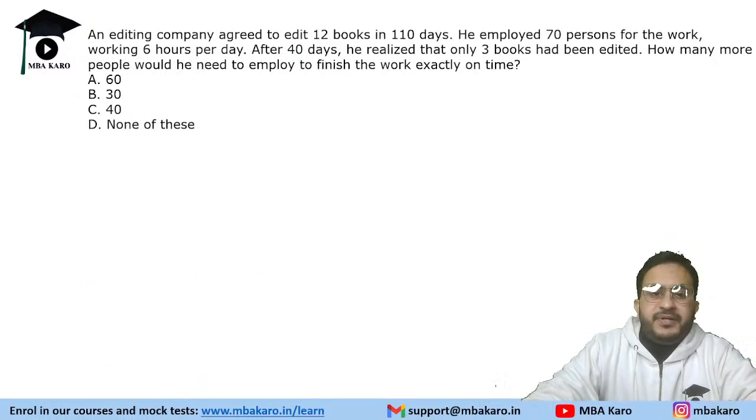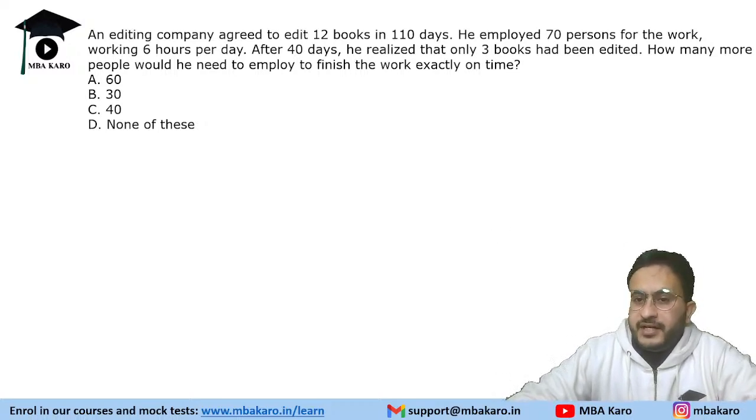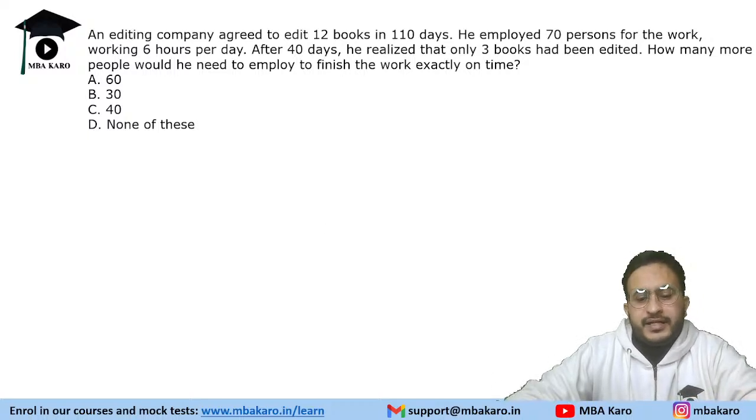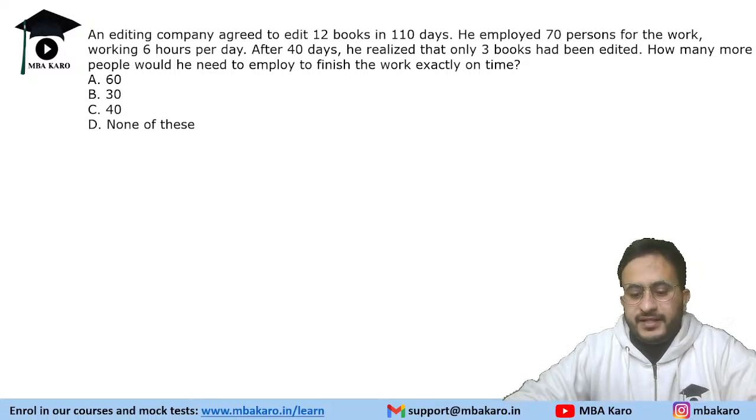An editing company agreed to edit 12 books in 110 days. He employed 70 persons for the work, working 6 hours per day. After 40 days, he realized that only 3 books had been edited. How many more people would he need to employ to finish the work exactly on time? So there's a person who is completing a task, and after 40 days, he realized that there is a shortfall of workers. So how many more workers should he bring?